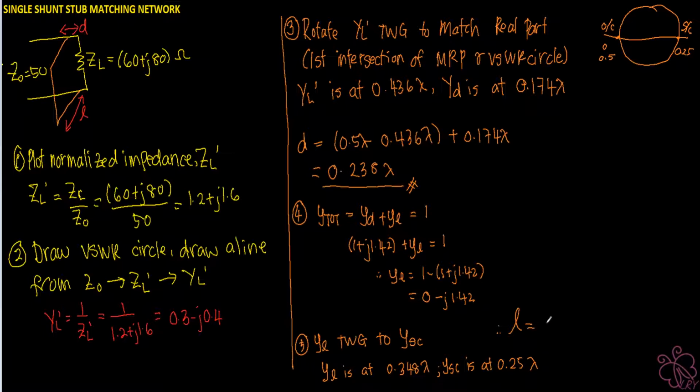So 0.348 is larger than 0.25, so we take 0.348 lambda minus 0.25 lambda. You will get 0.098 lambda. So the length of our stub is going to be 0.098 lambda, and the distance from the load to the stub is 0.238 lambda.